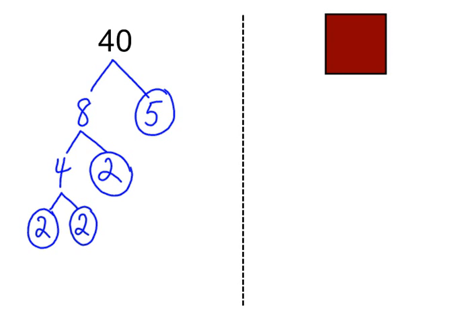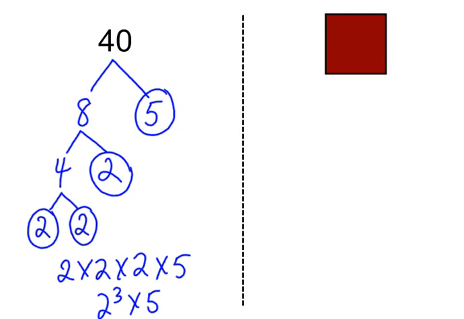And now we're done. And you can write this two different ways. The prime factorization of 40 would be 2 times 2 times 2 times 5, or you could write it 2 to the third power times 5, 2 cubed times 5, because we had 3 2's here.